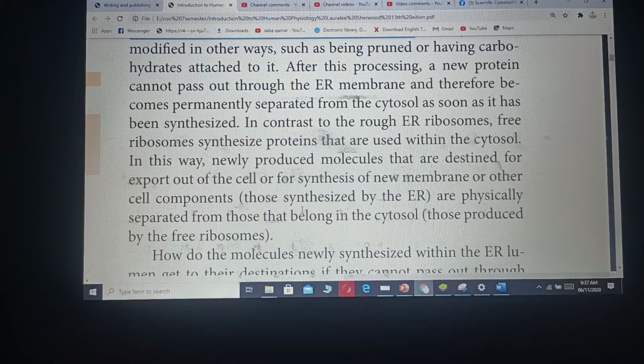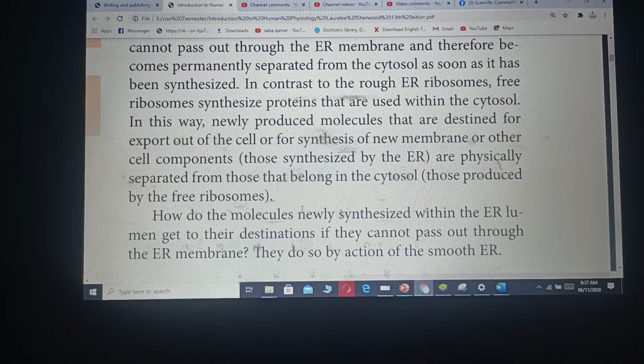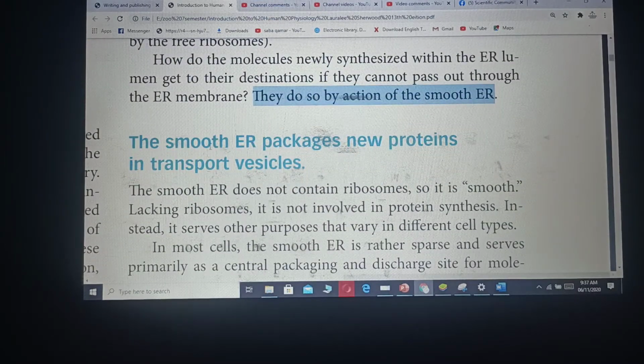So how does it get transported from the lumen to different sites where it has to perform a specific function? They do so by the action of the smooth endoplasmic reticulum. So what is the smooth endoplasmic reticulum and what are its functions? We will discuss them one by one here.